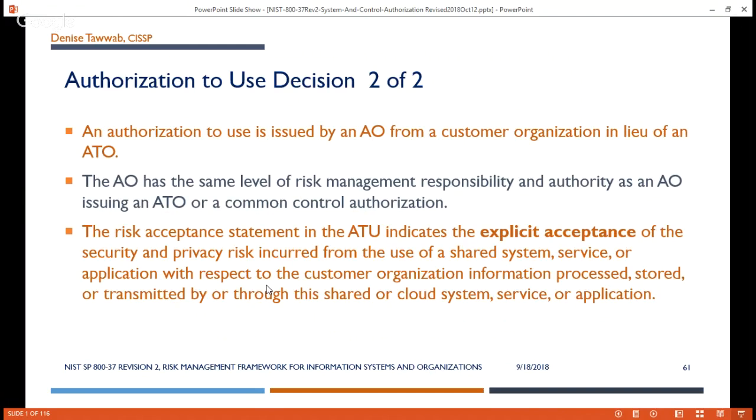An authorization to use decision is issued by an AO from a customer organization in lieu of an ATO. The AO, again, has the same level of risk management responsibility and authority as an AO who issues the ATO or a common control authorization. The risk acceptance statement in the authorization to use decision indicates the explicit acceptance of the security and privacy risk incurred from the use of a shared system with respect to the customer organization information that's processed, stored, or transmitted by or through this shared or cloud system.